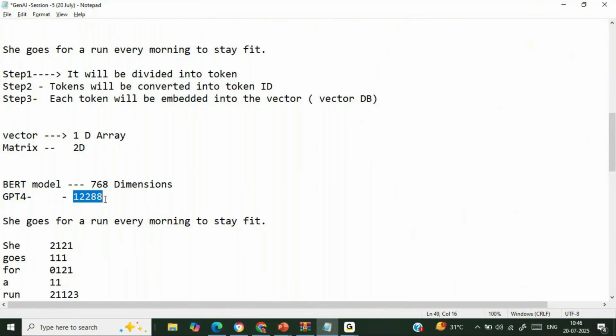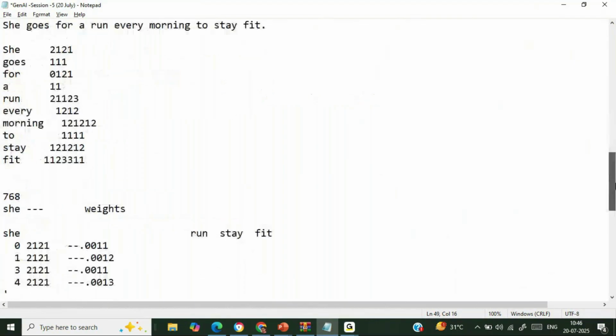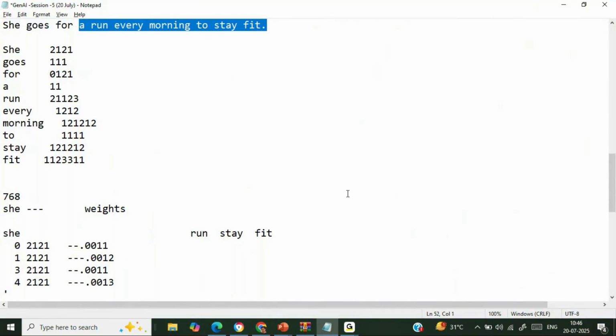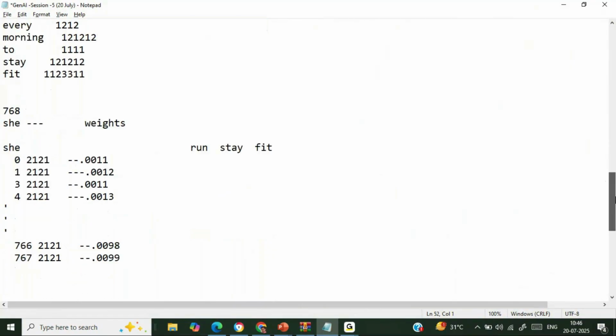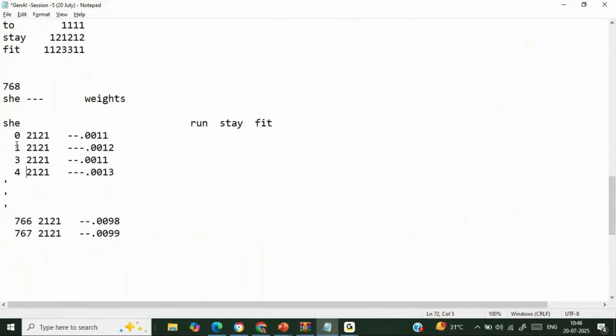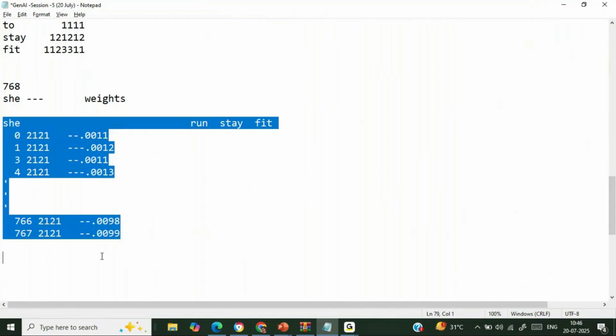It is for the complete sentence, breaking the complete sentence into tokens and then assigning, correct? Yes. So each and every token will again have 768 weights. I just mentioned only the first token, but it will be applicable to each and every token inside the sentence. So you can think how huge the data will be.